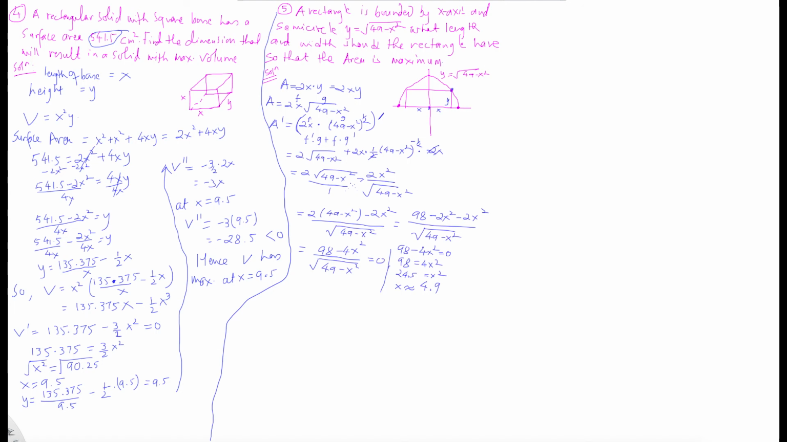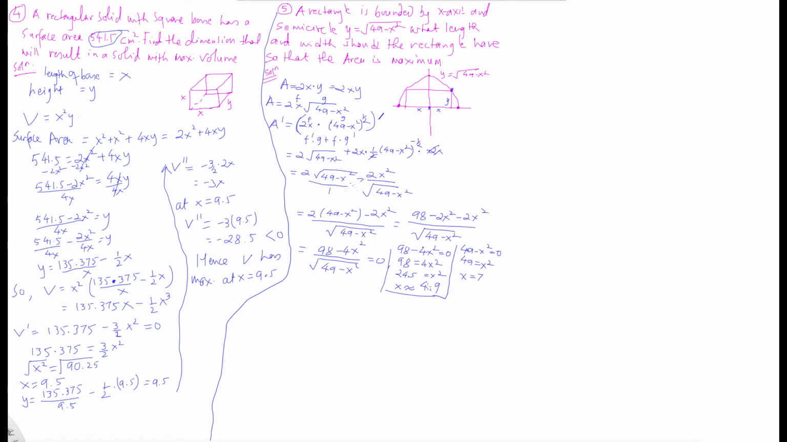But if you set the denominator equal to 0, what do you get? Because the critical numbers are those that make the derivative 0 or the derivative undefined, right? So set the denominator equal to 0, you will get 49 minus x squared equals 0. So 49 equals x squared. Take the square root, you will get x equals 7. So you will get either x equals 4.9 or x equals 7, right?